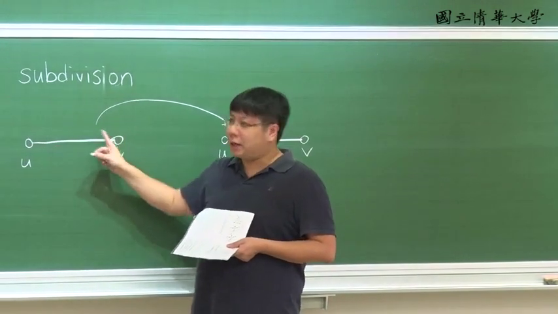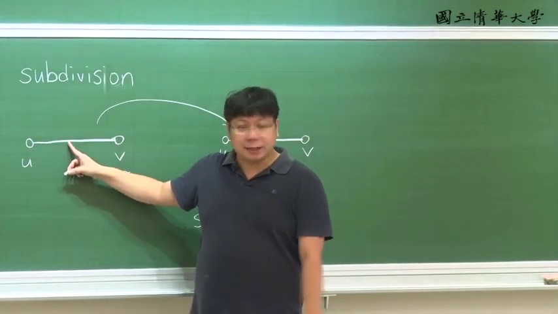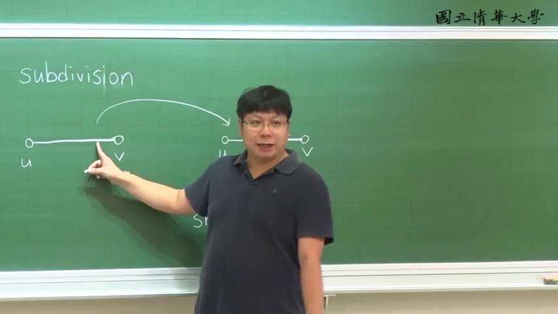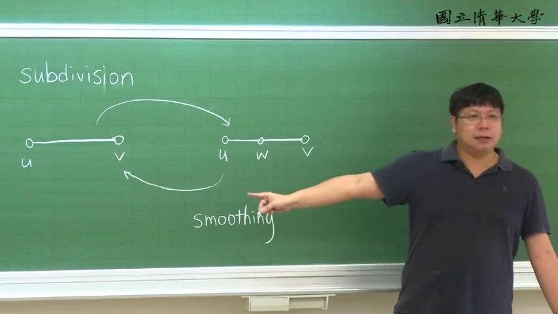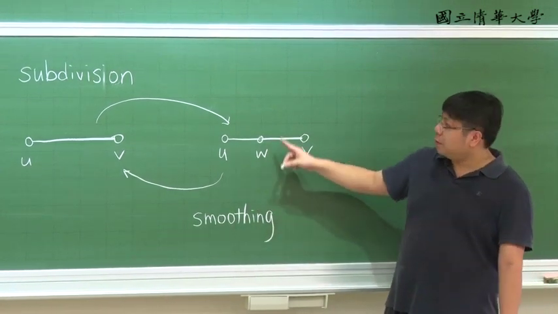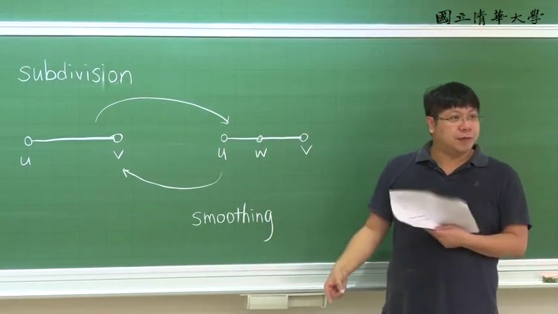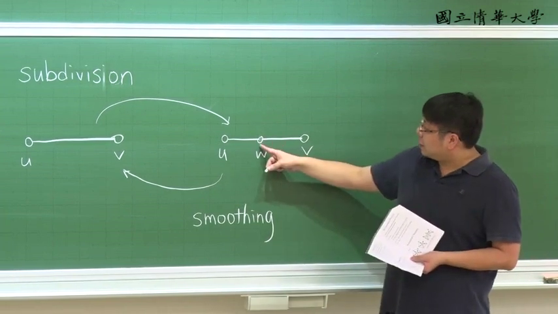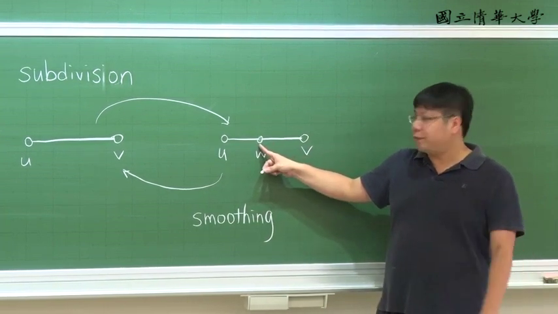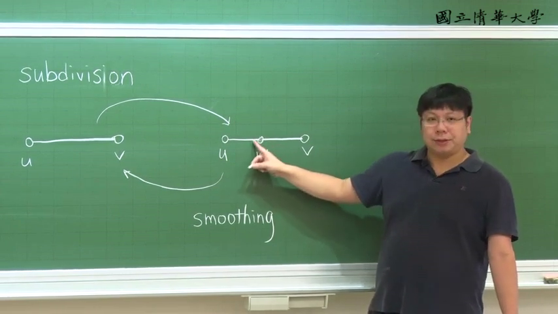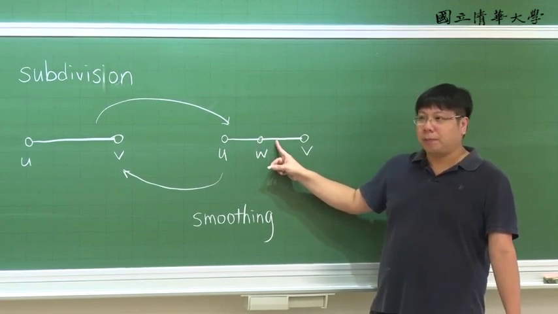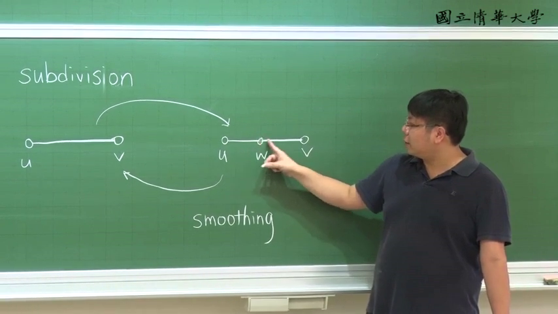Now notice that subdivision always finds an edge and divides it into two by adding a point inside. You can add a point here or you can add a point here. But on the other hand, if you are doing smoothing, then you need to be careful, because smoothing is the reverse operation of subdivision. So the vertex that you want to smooth out must be joining exactly two edges. So by smoothing, you join these two together.